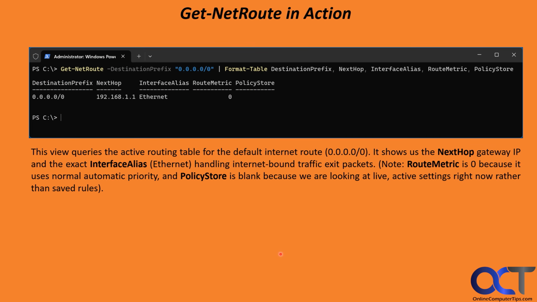All right, so here's our sample command here. So Get-NetRoute, so we're viewing once again, not creating. So our destination prefix, format table, and the information we want to see. So this view queries the active routing table for the default internet route right there. Then it shows us the next hop gateway IP and the exact interface alias, which is Ethernet, right there and there. And we see that route metric is 0 because it uses normal automatic priority, and policy store is blank because we are looking at live active settings right now rather than saved rules.